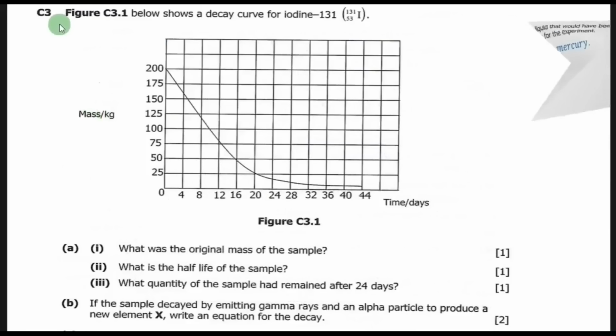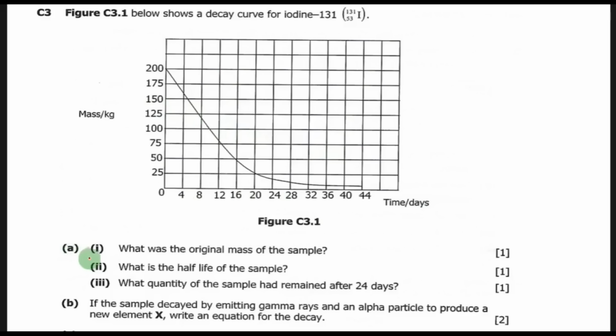Then let's go to another question, which says figure C3.1 below shows a decay curve for iodine 131 with that formula there. Inside there is 131, 53, 1. So this is actually a decay curve. On the vertical axis we have mass in kg, on the horizontal axis we have time in days. Then we have a decay curve, meaning that the iodine is undergoing radioactivity or radioactive decay. It is disintegrating.